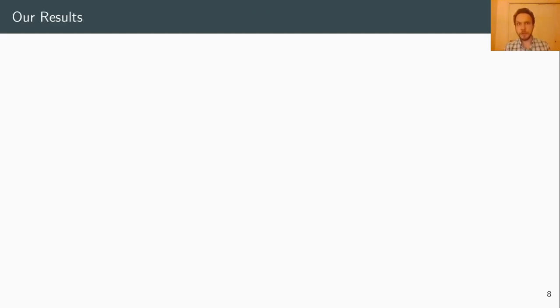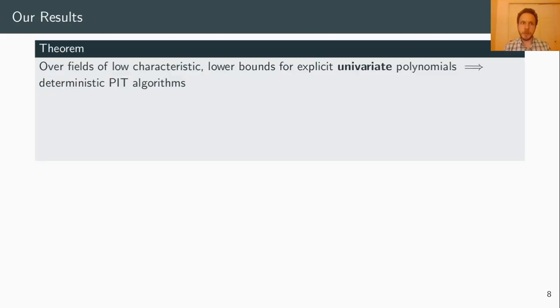So the theorem we prove is the following. We're going to show that in the low characteristic regime, we can de-randomize PIT from lower bounds against families of univariate polynomials. So we're trading this multivariate lower bound for a univariate lower bound, but we no longer require hardness of p-th powers.